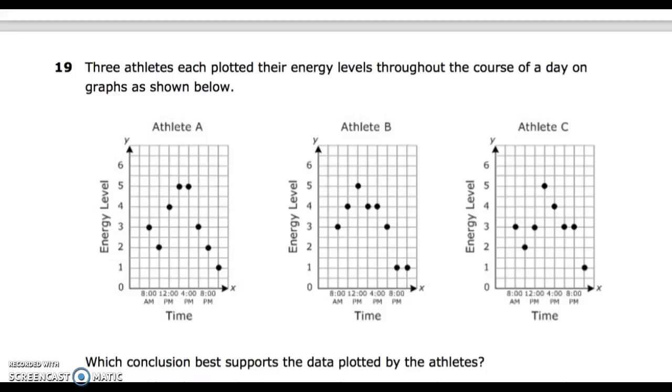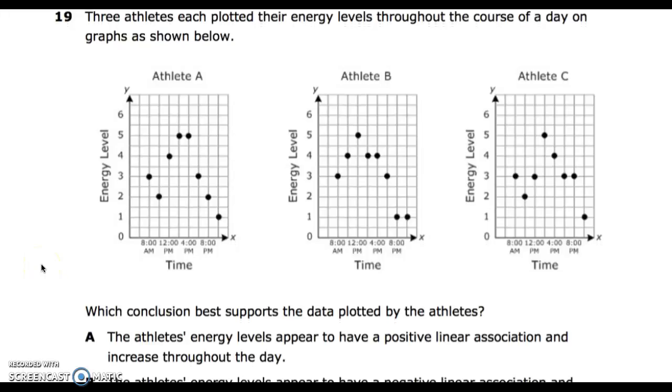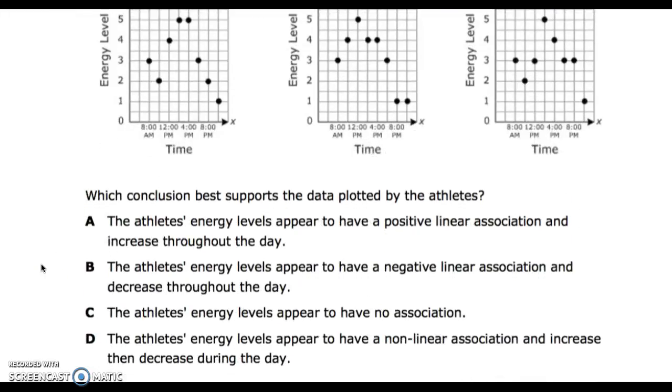19. Three athletes each plotted their energy levels throughout the course of a day on graphs as shown below. So you have athlete A, B, and C, and you have your energy level, and you have their time. Which conclusion best supports the data plotted by the athletes? A, the athletes' energy levels appear to have a positive linear association and increase throughout the day. B, the athletes' energy levels appear to have a negative linear association and decrease throughout the day. C, the athletes' energy levels appear to have no association. D, the athletes' energy levels appear to have a nonlinear association and increase then decrease during the day.